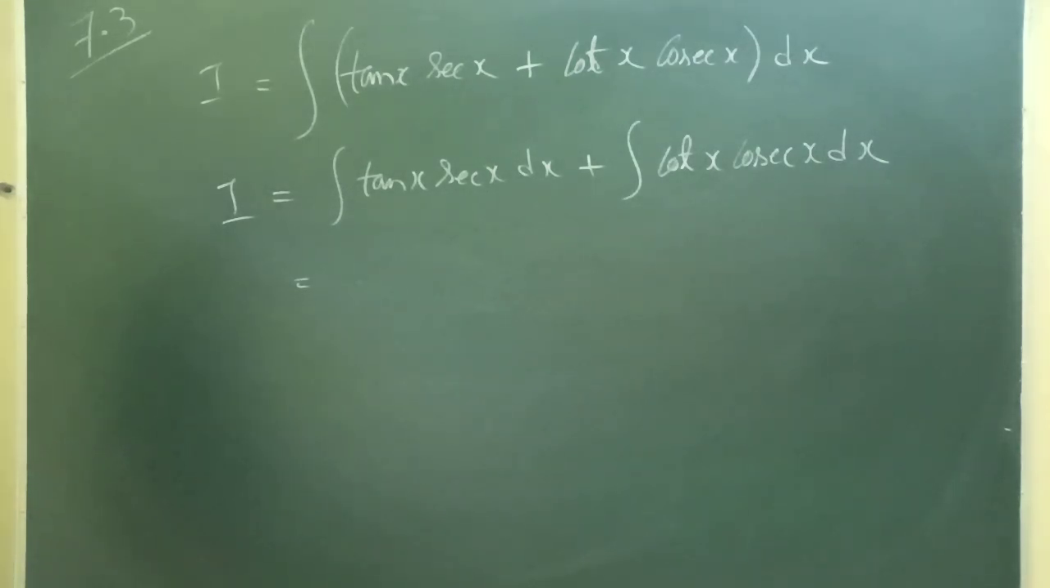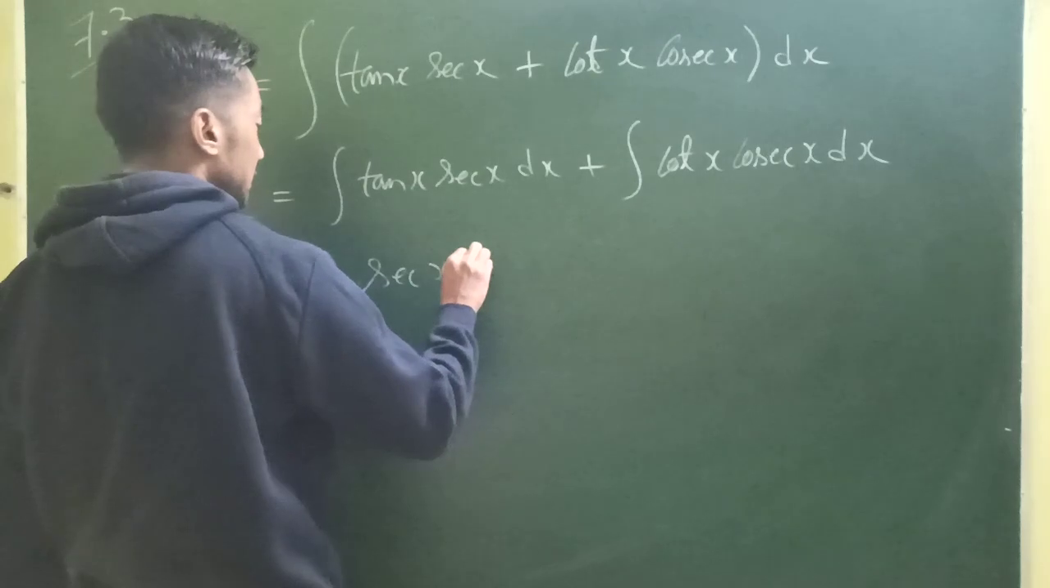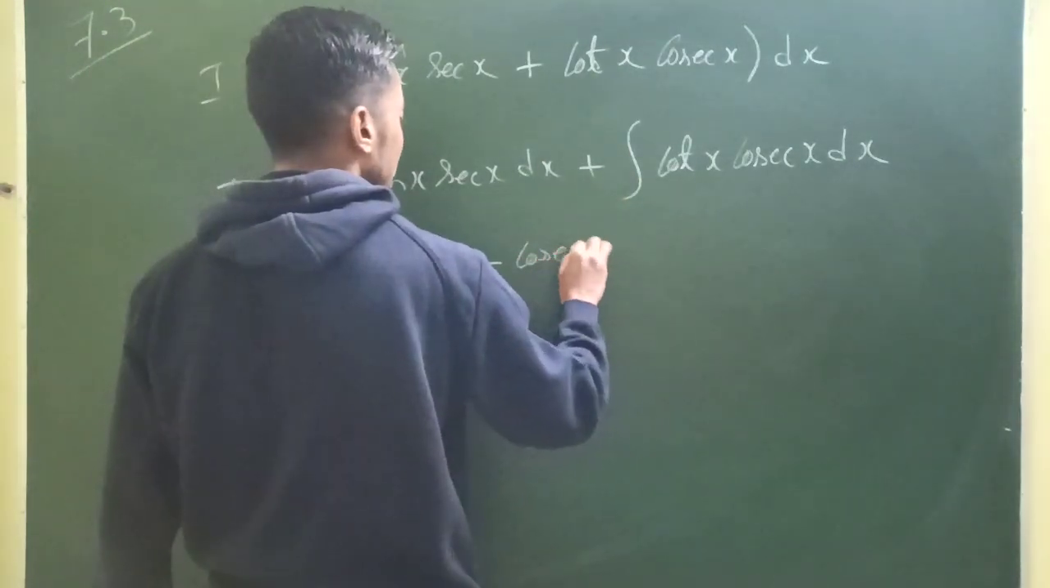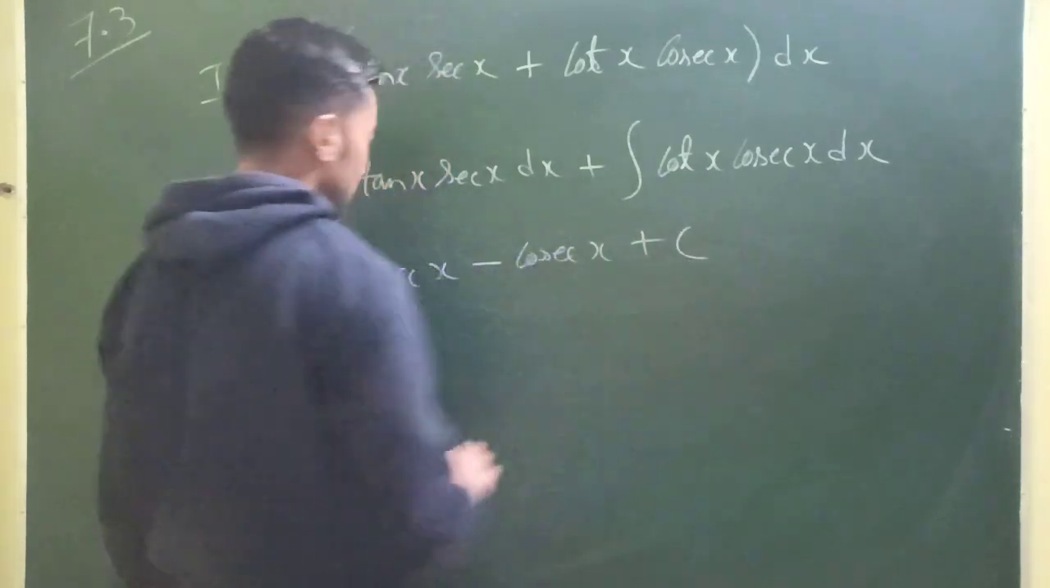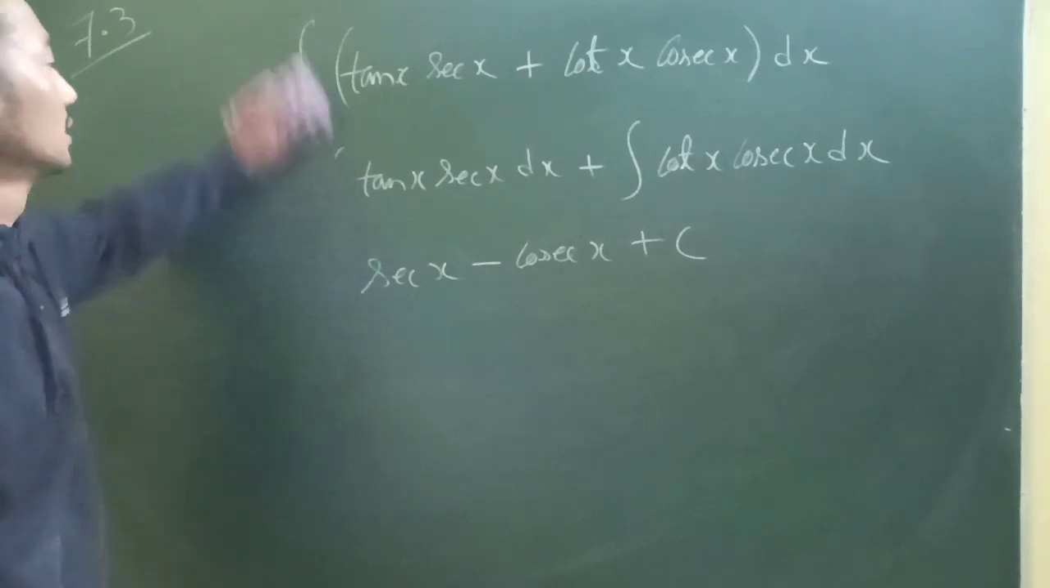Integration of tan x sec x, what was it? Just quickly. That was sec x. And the integration of cot x cosec x is minus cosec x plus c. I think this is also fine. Which question was this? Question number 17, sec x minus cosec x. Okay? Alright.